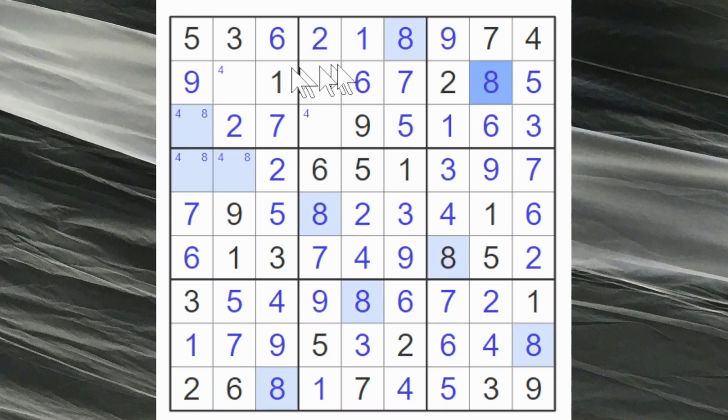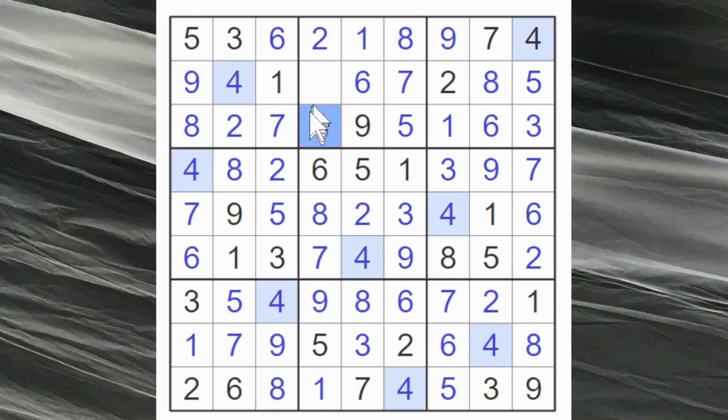And since we found the 8 here now, we know that this is a 4 and this is an 8. These have to be 4s and 8s, and they switcheroo here. So this is a 4 and this is an 8. This must be a 4. This last square has got to be a 3.